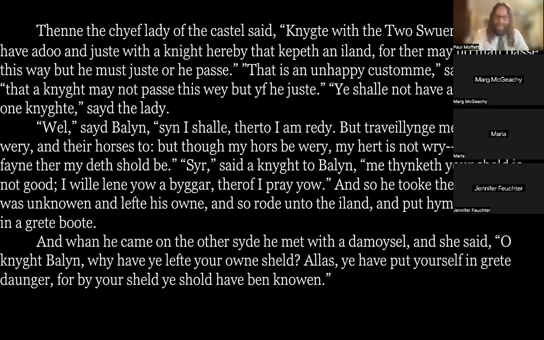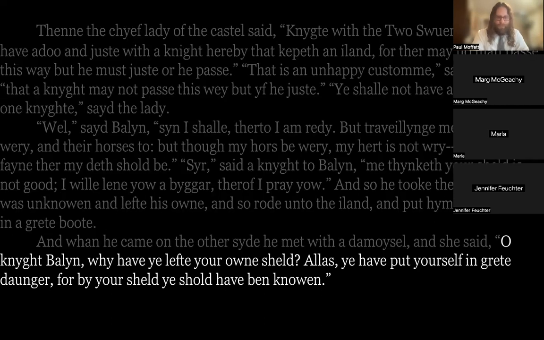Sir, said a knight to Balin, methinketh your shield is not good. I will lend you a bigger. Thereof I pray you. And so Balin took the shield that was unknown and left his own. And so rode in unto the island, and put him and his horse in a great boat. And when he came to the other side, he met with a damsel, and she said, O knight Balin, why have you left your own shield? Alas, you have put yourself in great danger, for by your shield you should have been known.